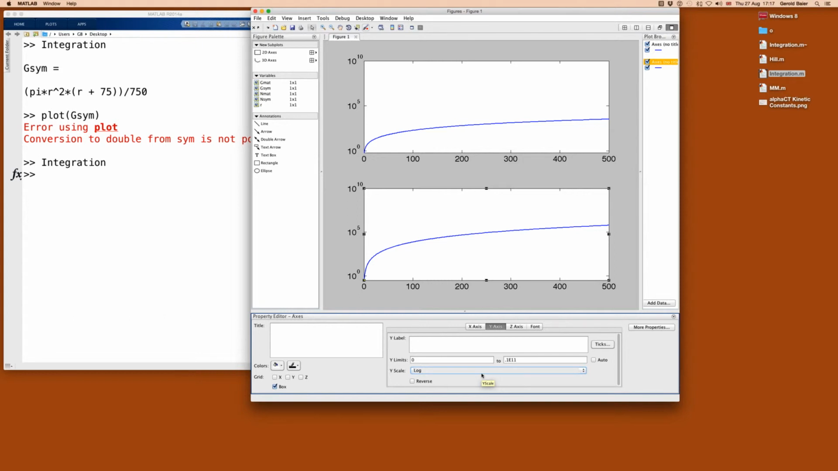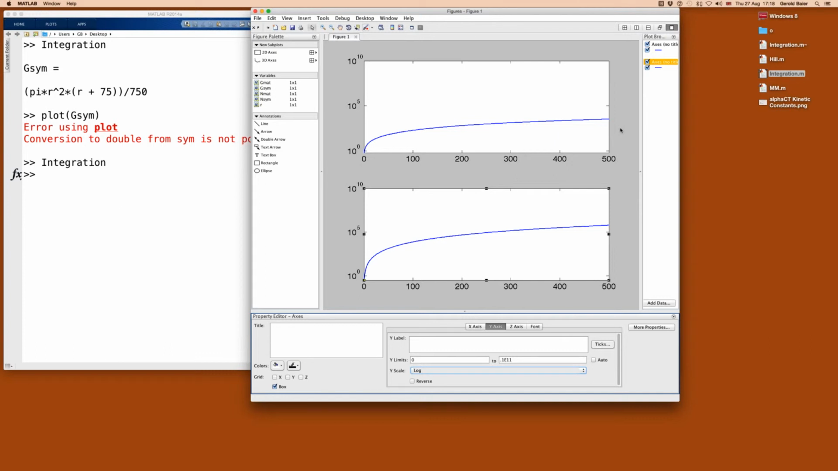Now you can directly compare two things that have different orders of magnitude. But you can see this is still higher. This is still larger, certainly at 500, than the original function. Of course, because it has to be.